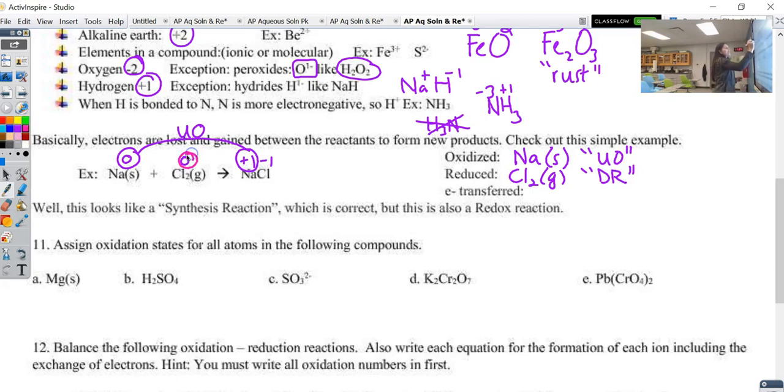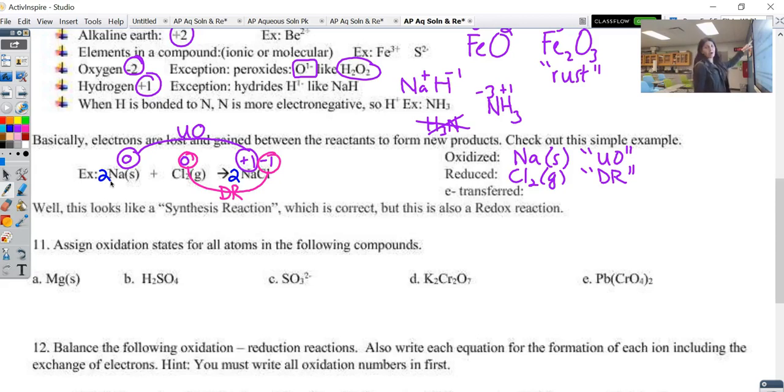Well, I can see that this went from 0 down to -1, which means that one's being reduced. Okay, so that must be the one that's reduced. Now we have to figure out how many electrons are transferred, but you need a balanced equation to be able to do that, or you need your half reactions. So I'm going to balance this real quick here. I can see that I have 1 Na, I have 2 Cl, so I need a 2 in front of there, which makes it 2 Nas on the left. Okay, so now what I have to do to balance the electrons is this.